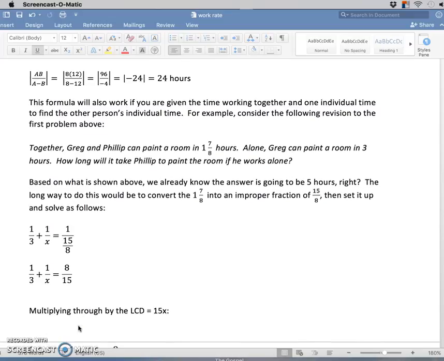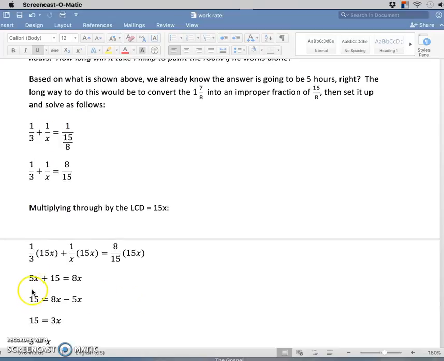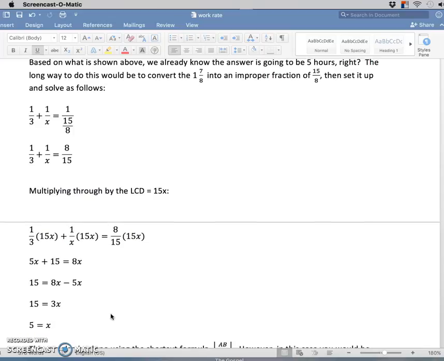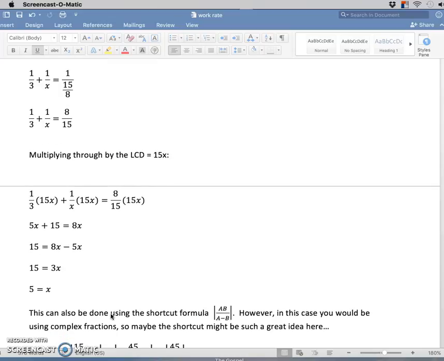And then multiplying by an LCD of 15x. So 1/3 times 15x is 5x. 1/x times 15x is 15. 8/15 times 15x is just going to be 8x. Subtract the 5x from both sides. 15 equals 3x, so x equals 5. So we got the right answer. So let's try that little shortcut. We're going to have to do the a times b over a minus b thing.